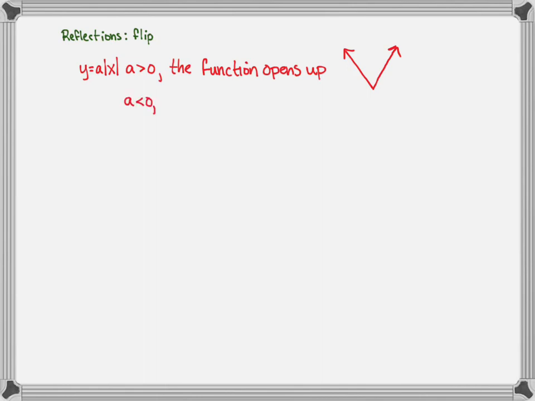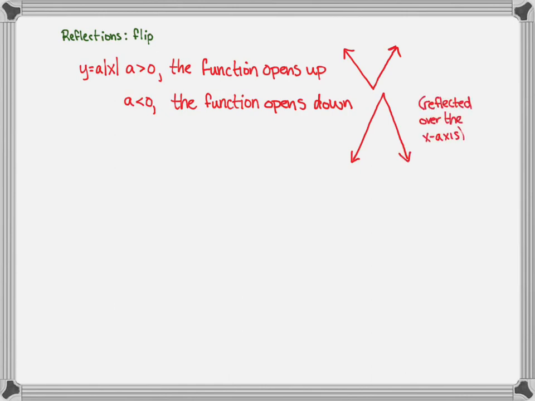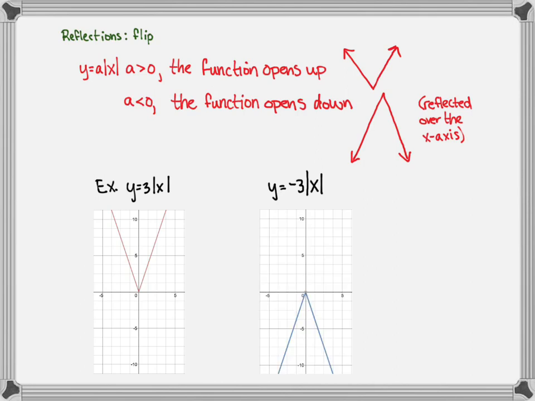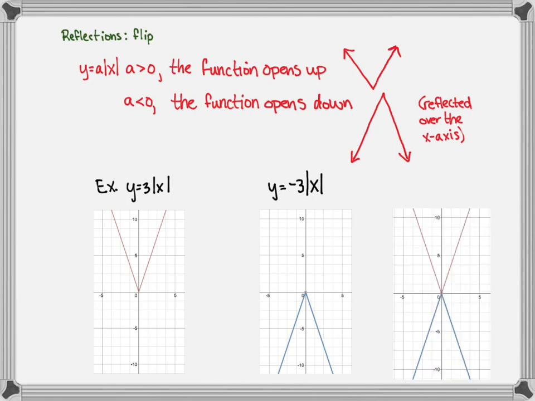If a were negative, or a is less than 0, the function opens down. So the V opens down. And here we say that the graph is reflected over the x-axis. So for example, we've got y equals 3 times the absolute value of x. Its graph looks like this. It opens up. But y equals negative 3 times the absolute value of x was graphed here and it opens down. If we look at them on the same coordinate plane, we can see that they are reflections of each other over the x-axis.